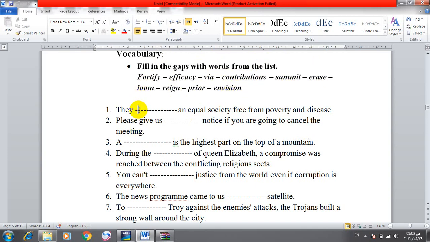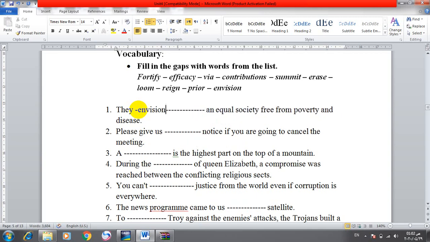يبقى they envision a society that is an equal society free from poverty and disease. يبقى they envision يعني they imagine، الناس بتتخيل إنهم يعيشوا في مجتمع في مساواة ومفهوش poverty، لا فقر ولا مرض. يبقى هنا envision أول واحدة. Number two, please give us prior notice. إدينا إنذار مسبق. Prior notice if you are going to cancel the meeting. نمرة ثلاثة, a summit, القمة. Summit is the highest part on the top of the mountain.